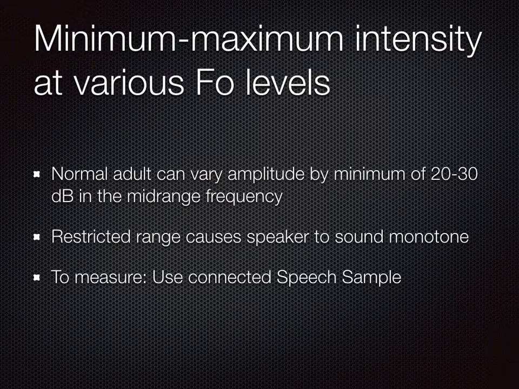The fourth parameter we're looking at is the minimum maximum intensity at various fundamental frequency levels. A normal adult can vary their amplitude by a minimum of 20 to 30 decibels in the mid-range frequency. If a person falls outside of this range, or they don't quite meet that intensity range, then it causes the speaker to sound monotone.